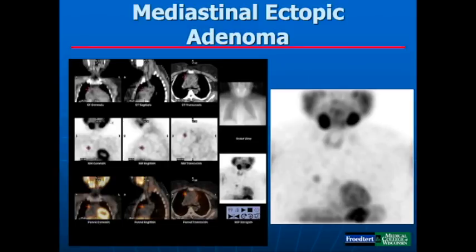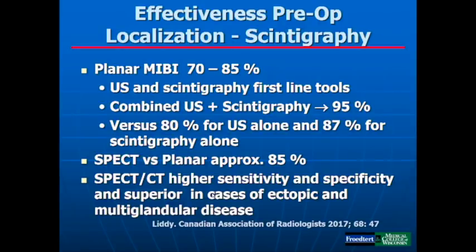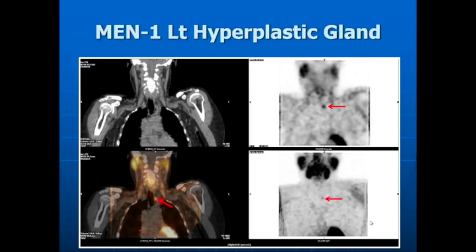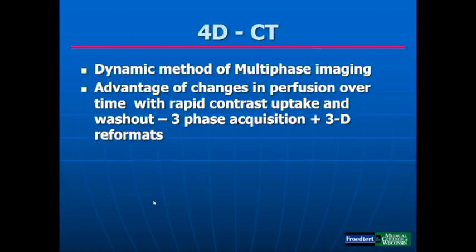This is an example of a SPECT CT for a mediastinal ectopic adenoma. SPECT CT has higher sensitivity and specificity and is superior for cases of ectopic and multiglandular disease. This is a patient with an MEN1 hyperplastic gland, and here you can see that this is in the left paratracheal location.